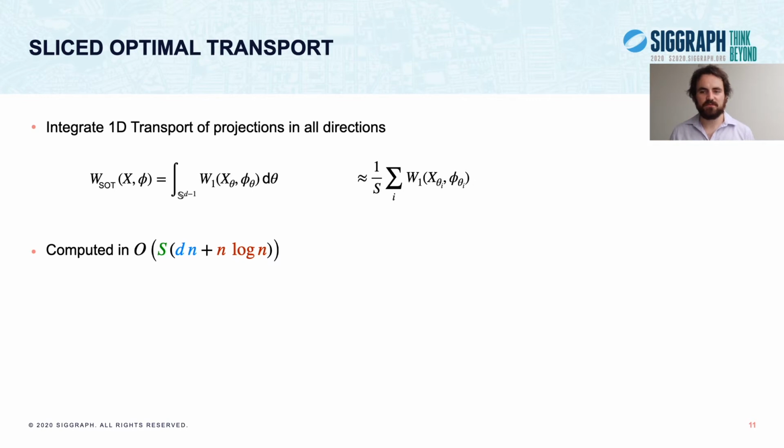This ease of computing optimal transport in one dimension led to a new definition of optimal transport, the sliced optimal transport. That is the integral along all directions of the one-dimensional optimal transport between the projections of our distributions. And this integral can be estimated through Monte Carlo. That is linear in the dimension, and so that can be used in higher dimensions than what usual optimal transport does.